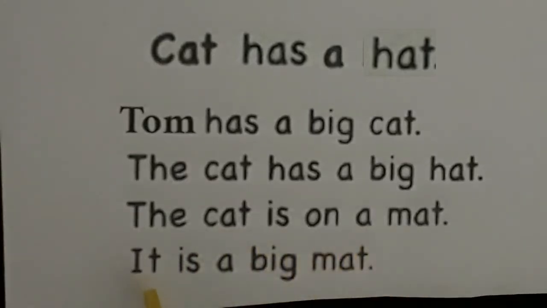Now we will read the last line. I-T it. I-S is. A B-I-G big. M-A-T mat. Full stop. It is a big mat. मैट कैसा है? Big.